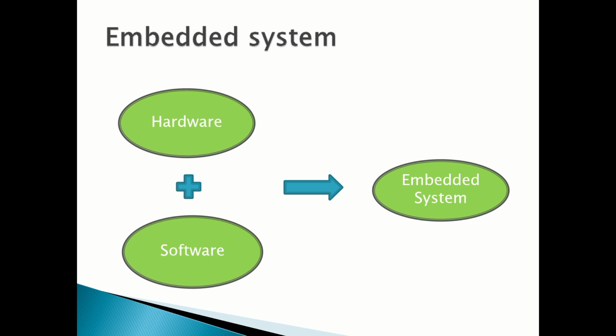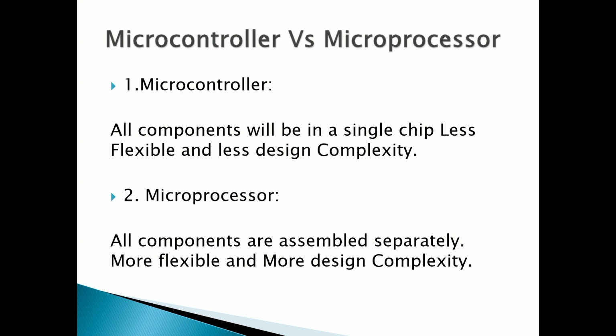Embedded system: the classification is into hardware and software. Then microcontroller versus microprocessor. There are differences between microcontroller and microprocessor. In a microcontroller, all the components are in a single chip, less flexible and less design complexity. In a microprocessor, all components are assembled separately, more flexible and more design complexity. That is the difference between the microcontroller and microprocessor.